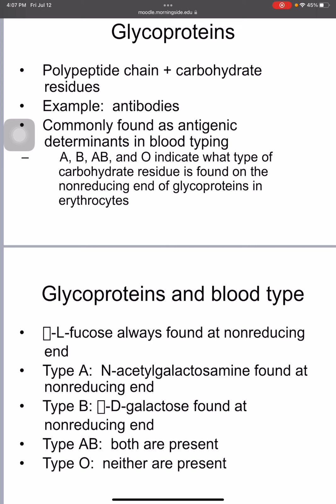However, if you have type B, you don't have that one at the very end. You have alpha galactose instead. So it's the difference of those two saccharides that makes the difference between type A and type B. If you have type AB, you have both of them. If you have type O, you don't have either one of them. So that's the difference when you're looking at different blood types: literally the presence or absence of two particular monosaccharides capping the end of a polypeptide chain.